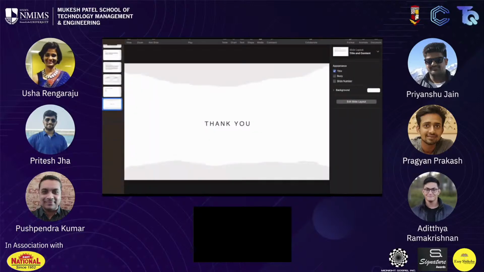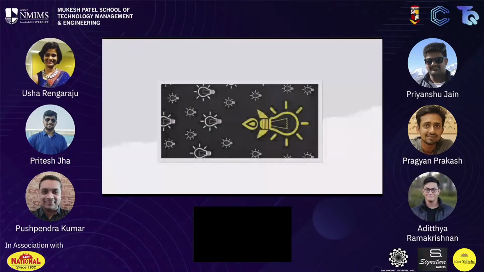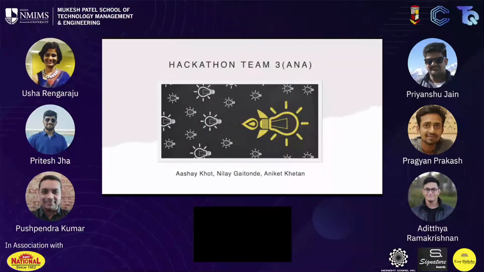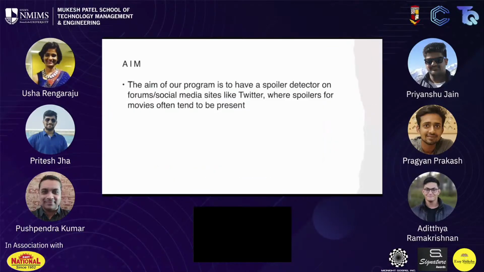We are Asha Khot, Nagatonde, and Elizabeth Fidan, with group number 3, and our group name is ANA. Can you go to the next slide? The aim of our program is to have a spoiler detector on forums and social media sites like Twitter, where spoilers for movies often tend to be present, especially when they're new and big event movies. Next slide.